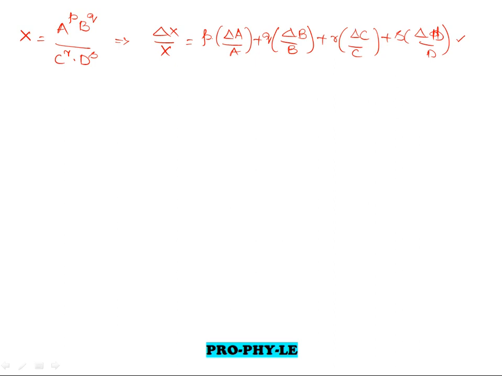So whether the physical quantities are in the numerator or in the denominator, you just have to take the sum of all possible maximum relative errors only. Please remember, this is a very interesting and important point.